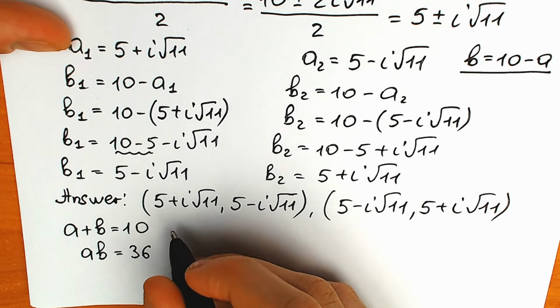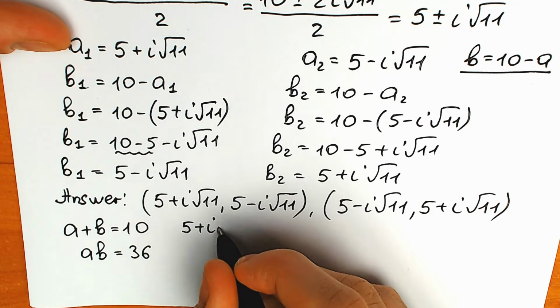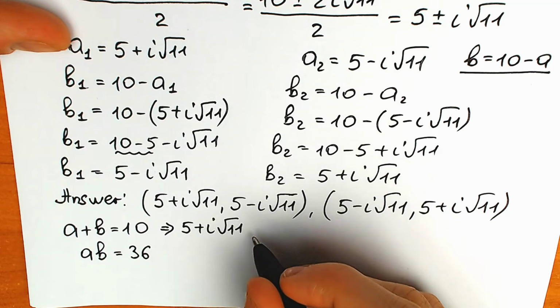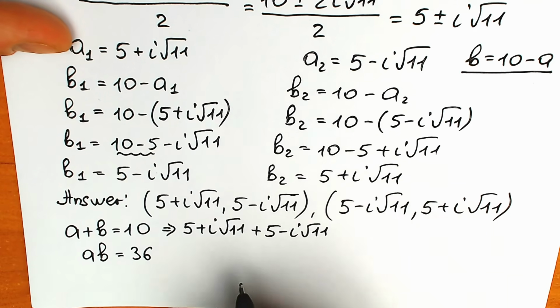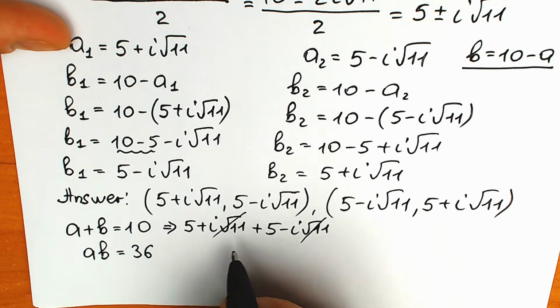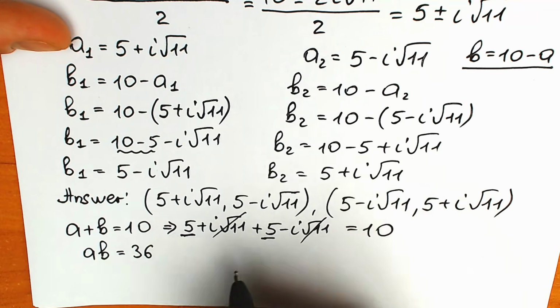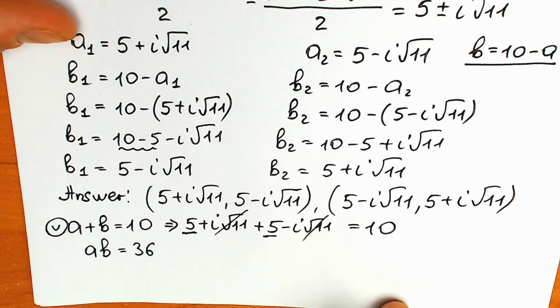So as a result, right here we're going to add a plus b. So let's use, for example, these parentheses. So 5 plus i square root of 11. So we check this one, 5 plus i square root of 11 plus 5 minus i square root of 11. This one we're going to cancel, and we have a really classic answer, 5 plus 5 equals 10. So the same thing as we have right here. So our addition works perfectly.